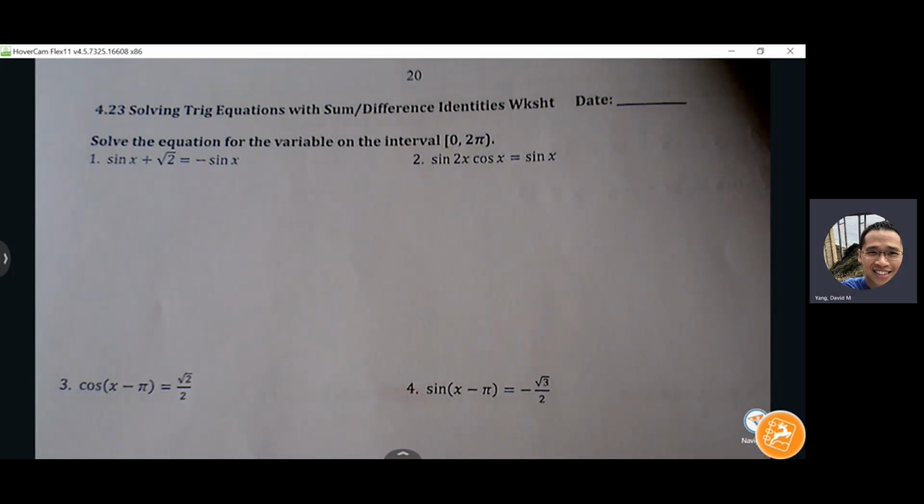Okay, so 4.23, we're going to go down the odd number problems. And then we can touch on 4.24 as well.